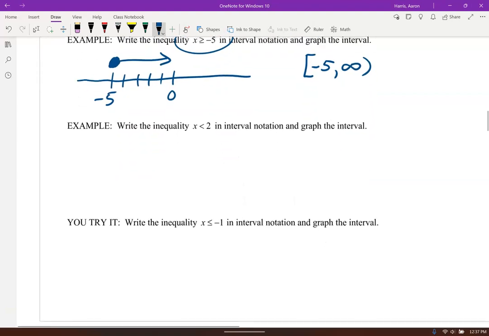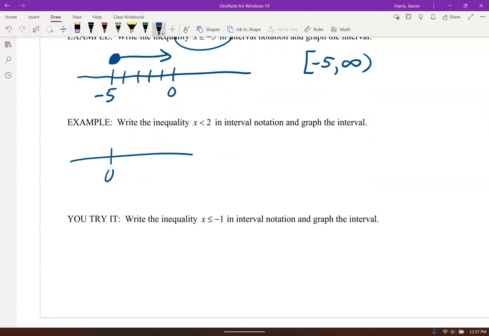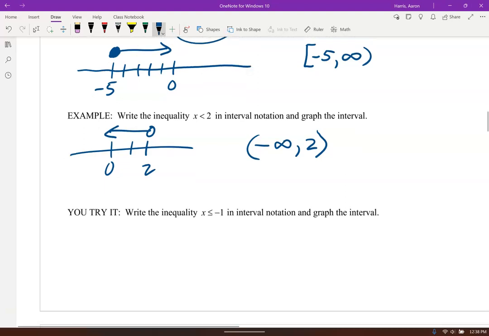Let's do this next one. x is less than 2. So strictly less than, don't include the 2, so open hole on the 2. x is less than 2, there's our graph. And our interval notation, meaning it's coming from negative infinity up until it hits 2, but I do not include 2. There's our interval notation. Again, the parenthesis on the 2 means we do not include the 2.